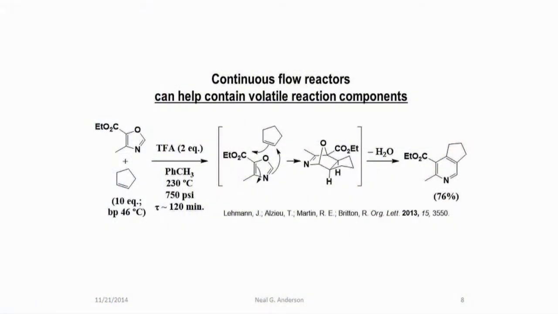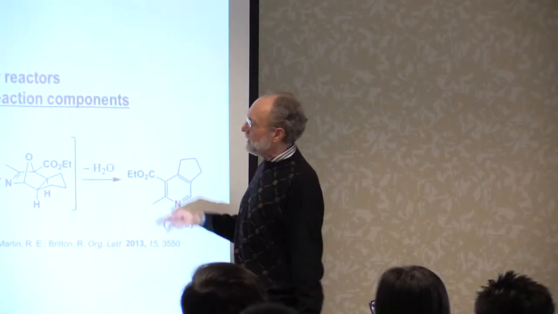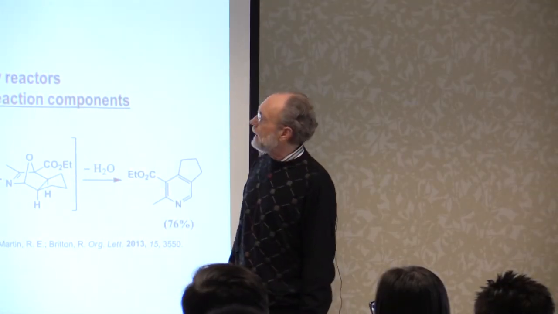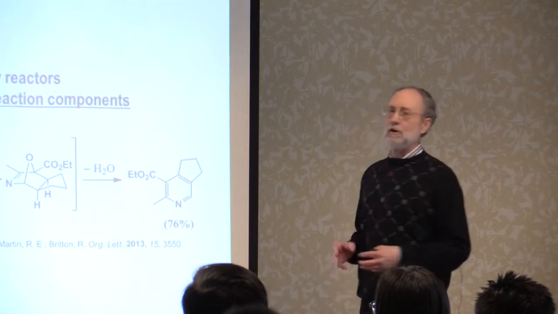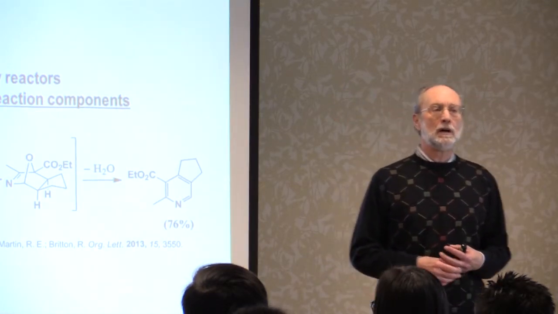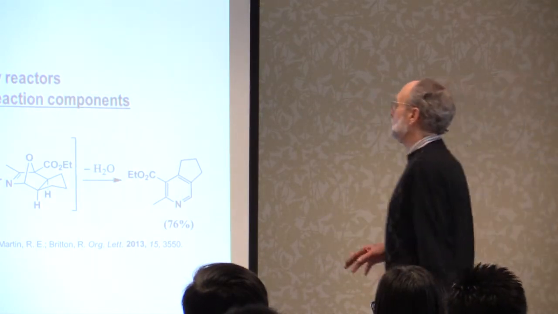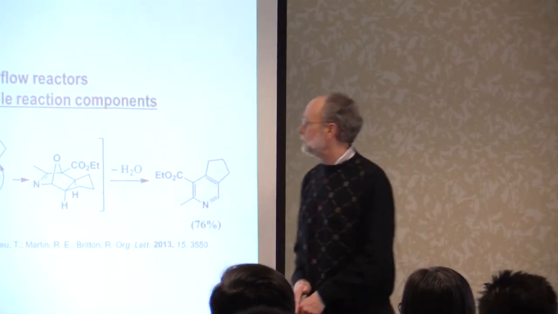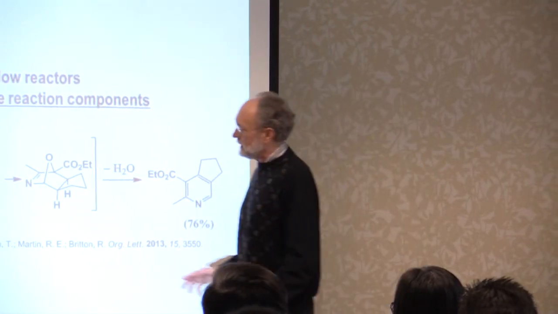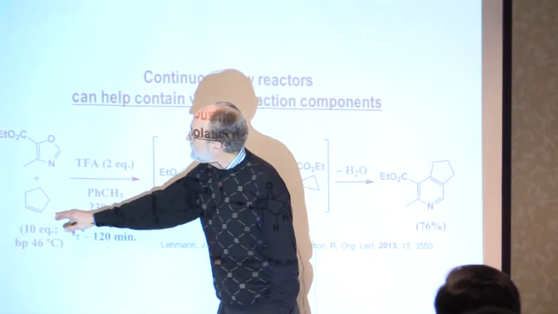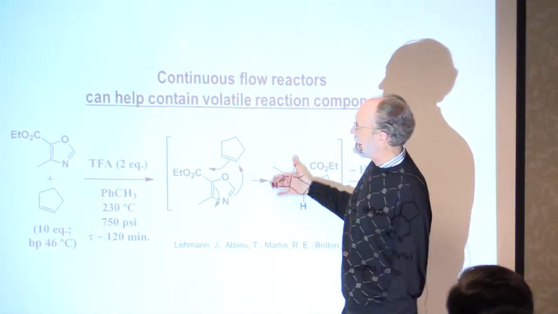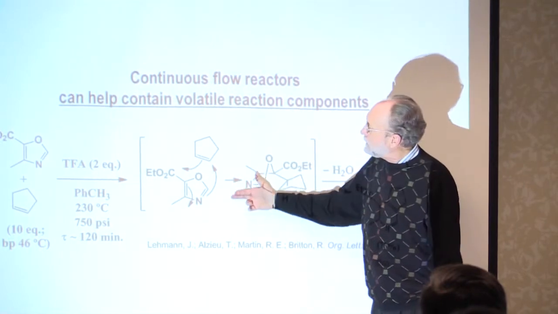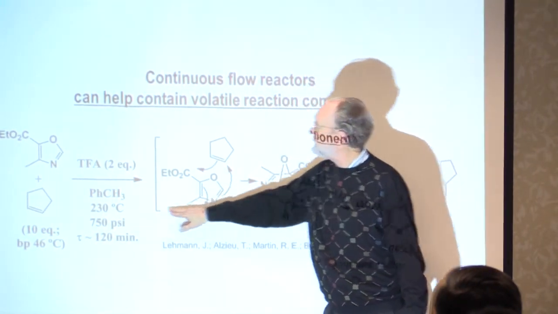So continuous flow reactors can also help to contain volatile components of your reaction mixture. The example that I've put up here is from some people at Hoffmann La Roche in Switzerland in connection with Professor Britton. Basically, the reaction is an inverse electron demand Diels-Alder reaction. You heat this at about 230 degrees.